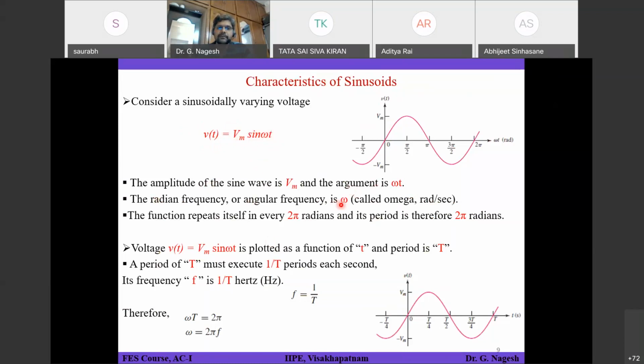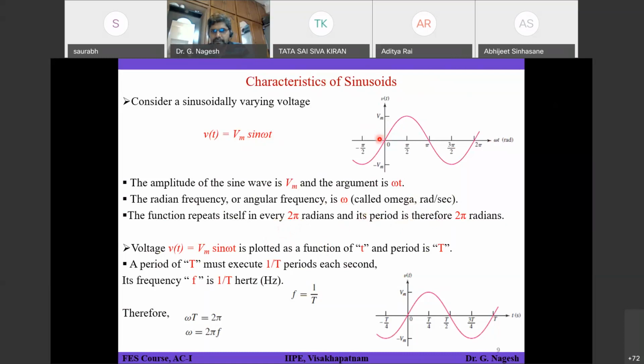And the unit for omega is... it is called angular frequency, and the unit is radians per second. This symbol denotes omega, and the unit is radians per second. How many radians it has covered in a duration of 1 second. Omega is called radian frequency or angular frequency. One complete revolution is 360 degrees; in radians we call it 2 pi radians. So 2 pi radians indicates one complete 360 degrees of rotation of the coil.